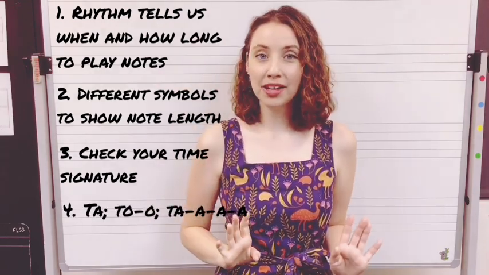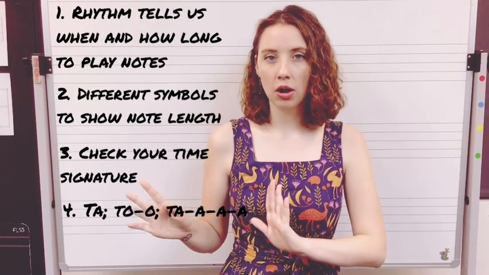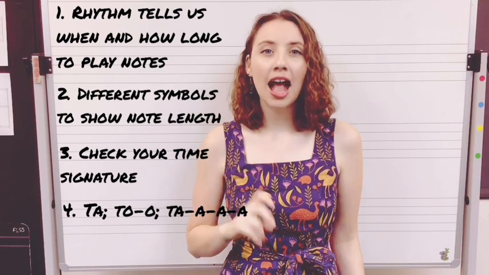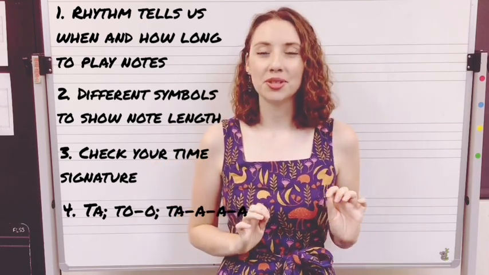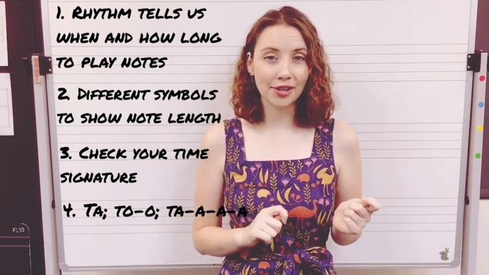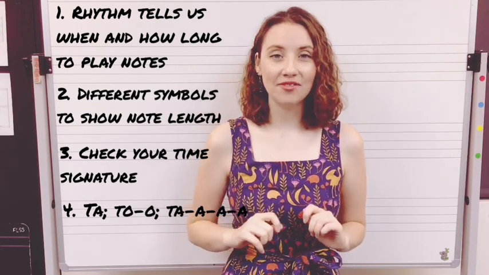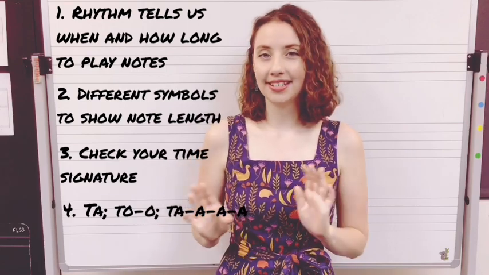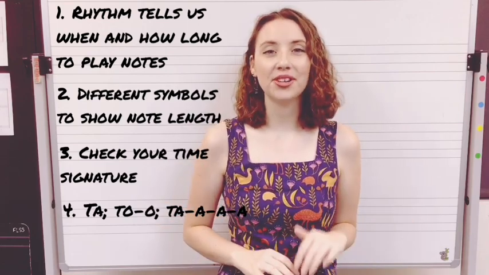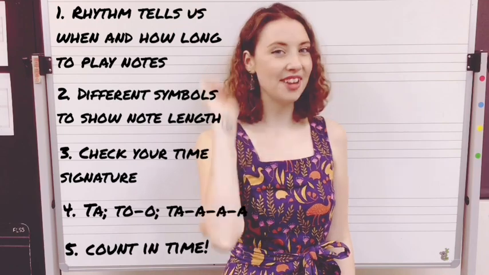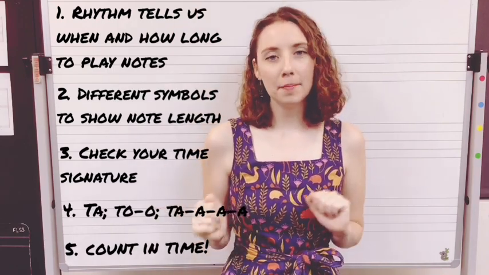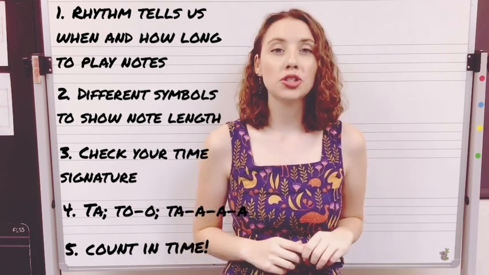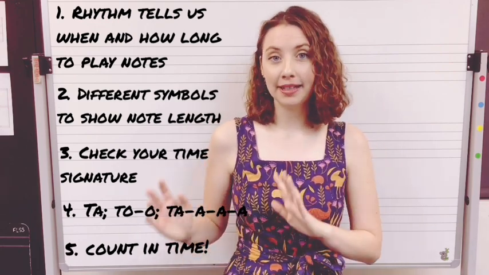4. The 3 rhythms we covered today were the ta, also known as a crotchet or a quarter note, and it goes for 1 beat. The to-oo, which is also known as a minim or a half note, and it goes for 2 beats. And finally, the ta-ah-ah-ah, which is also known as a semibreve or a whole note, and it goes for 4 beats. 5. Finally, when we clap and say these rhythms, we need to make sure we are saying them in time so that all of our beats are measured out to be the same length.